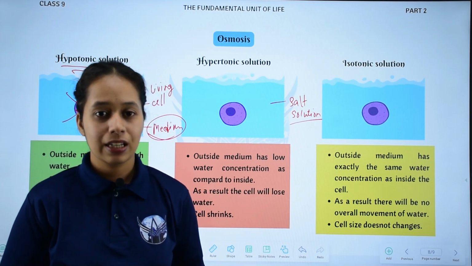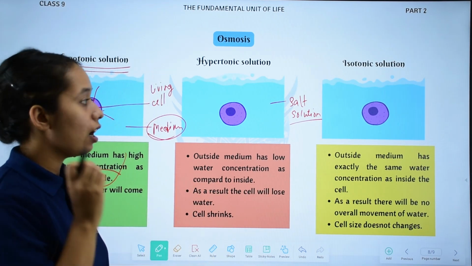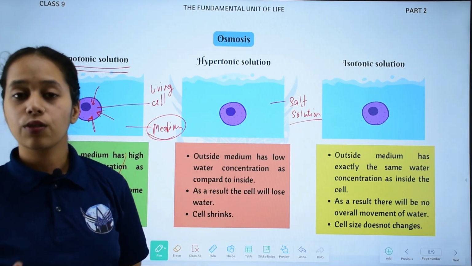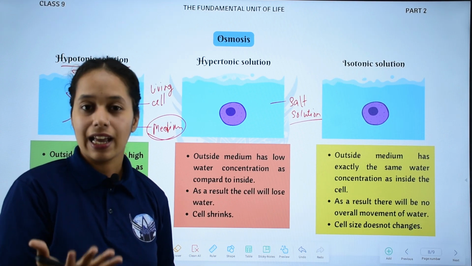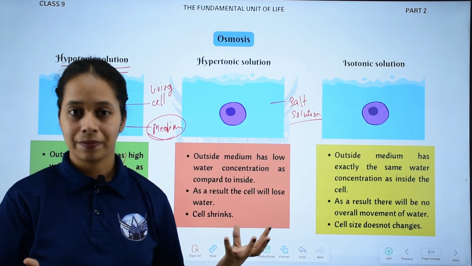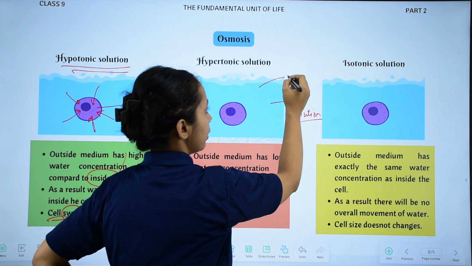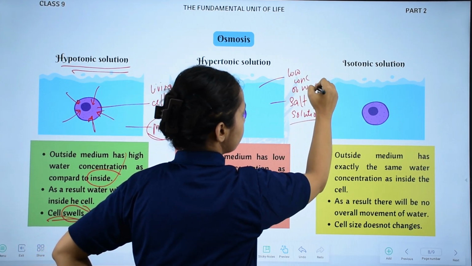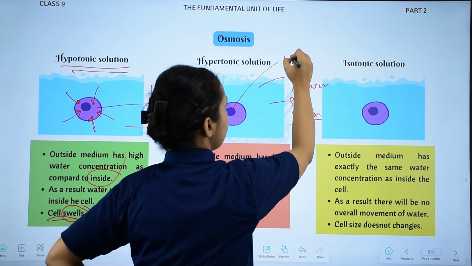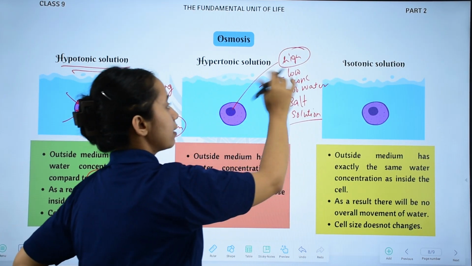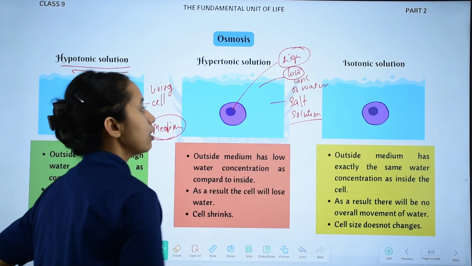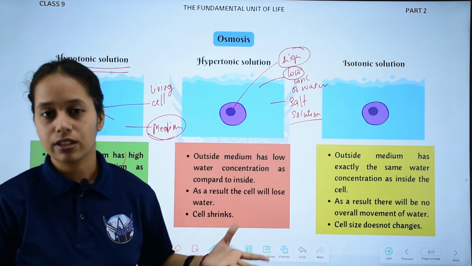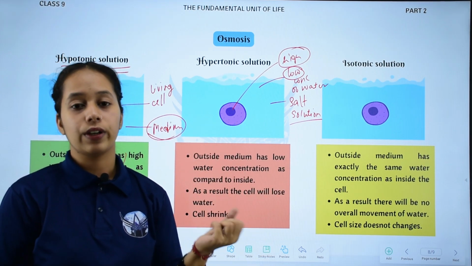So as a whole, we can say that the concentration of water outside the cell, that is the concentration of water in the medium, is less as compared to that inside the cell. So outside the cell we have a low concentration of water, and inside the cell we have a high concentration of water. Why? Because the medium is a highly concentrated salt solution. The amount of salt is more and the amount of water is less.